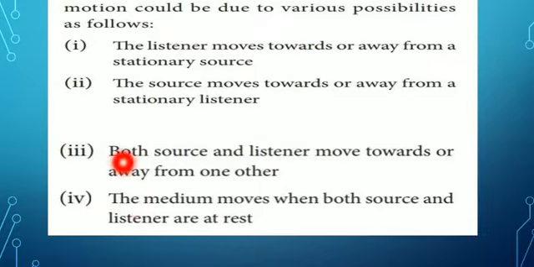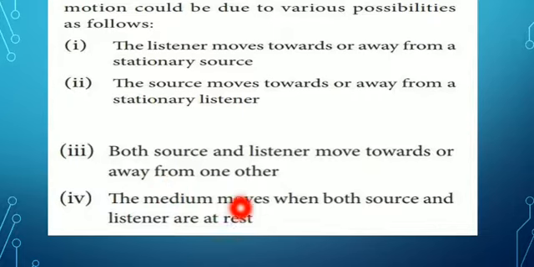See the third condition: both source and listener move towards or away from each other. Both the train and the passenger are moving, towards or away from each other in opposite directions. Suppose the train is moving in one direction and the listener is moving in the other direction. This is also the Doppler effect.